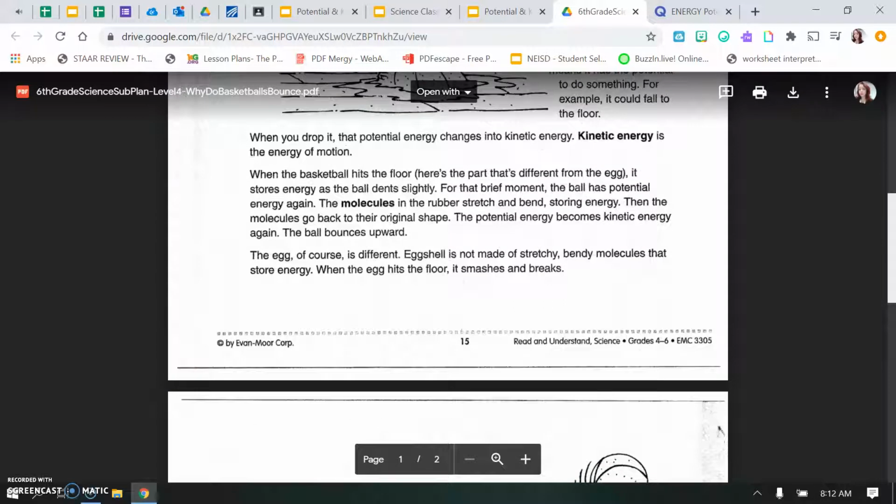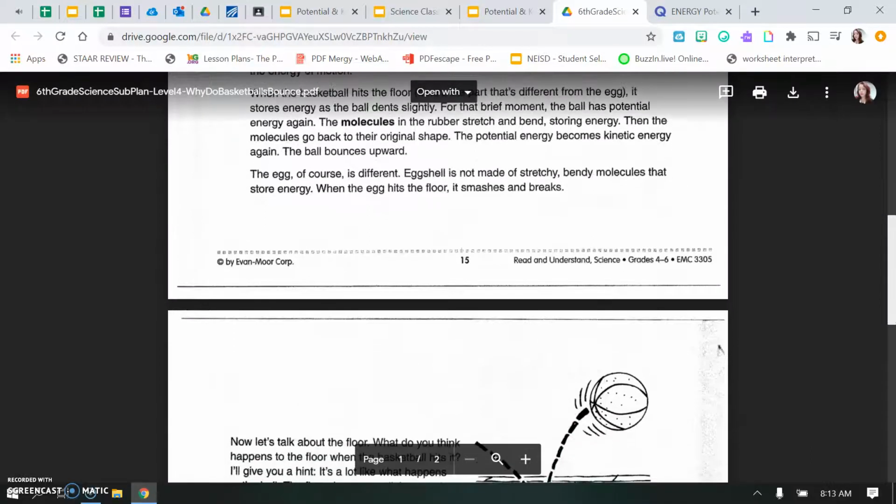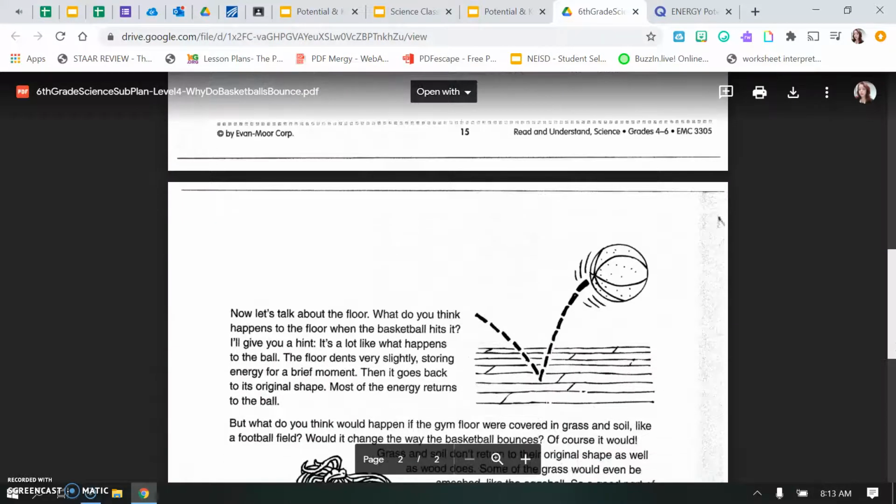The molecules in the rubber stretch and bend, storing energy. Then the molecules go back to their original shape. The potential energy becomes kinetic energy again. The ball bounces upwards. The egg, of course, is different. Eggshell is not made of stretchy, bendy molecules that store energy. When the egg hits the floor, it smashes and breaks.